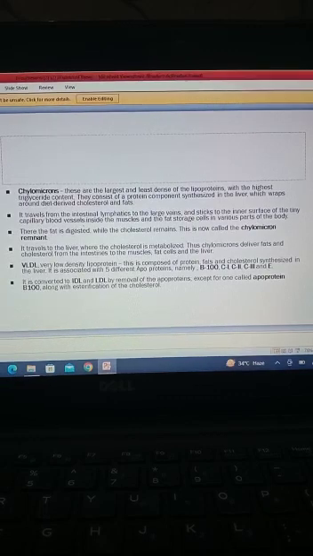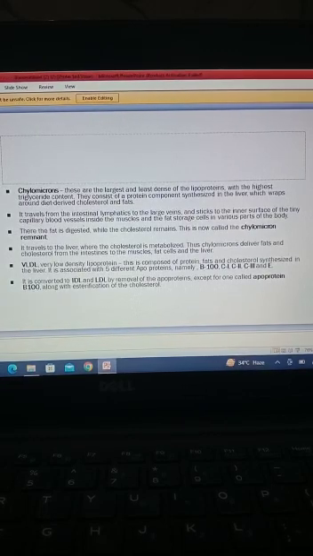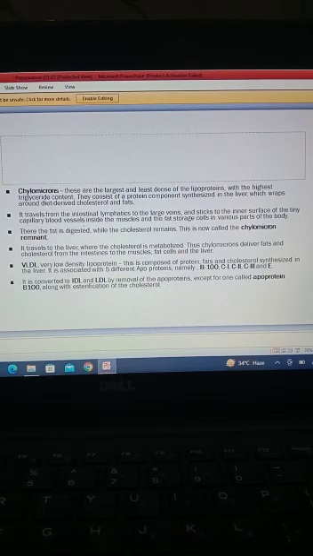There the fat is digested while the cholesterol remains. This is now called the chylomicron remnant. It travels to the liver where the cholesterol is metabolized. Thus, chylomicrons deliver fats and cholesterol from the intestine to the muscles, fat cells, and the liver. So, basically, chylomicrons are made in the intestines.